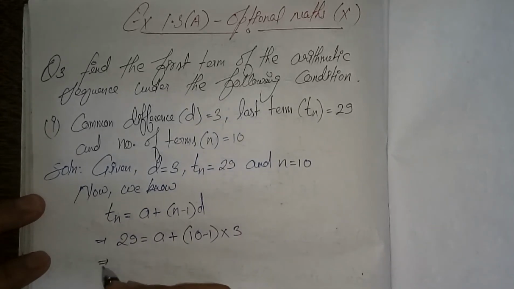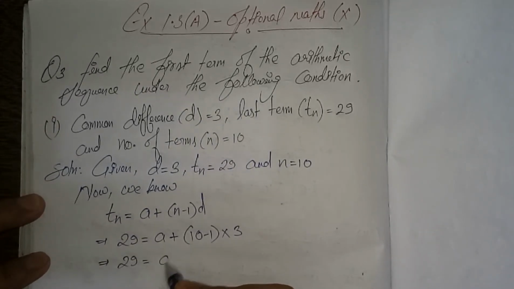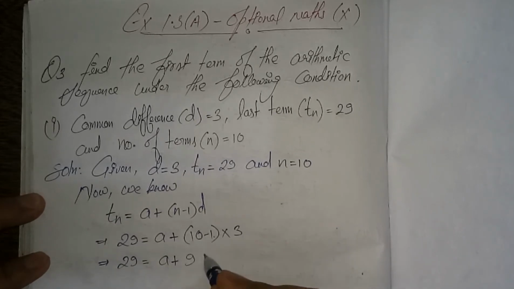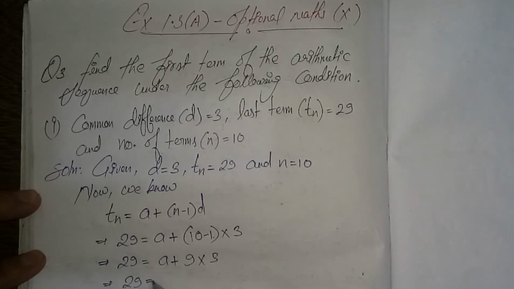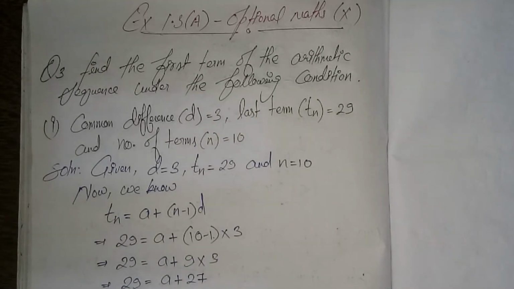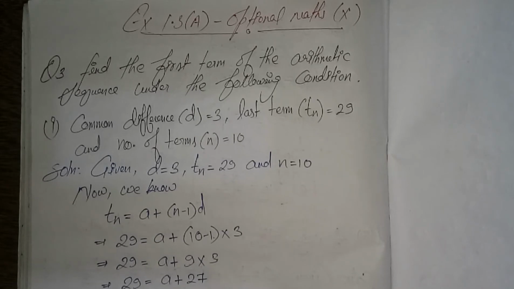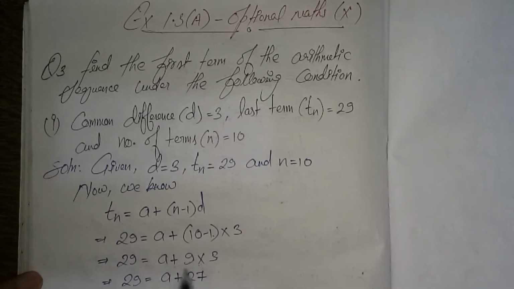Now start simplifying. 29 equals a plus 10 minus 1, which is 9, multiplied by 3, right? Now this is 29 equals a plus 27, since 3 times 9 is 27. And friend, don't forget to use the BODMAS concept, because many a time I have seen people doing the addition first and then multiplying the result with 3, but this is the wrong way. First we have to give priority to multiplication and after that we do addition. So I have done the same.